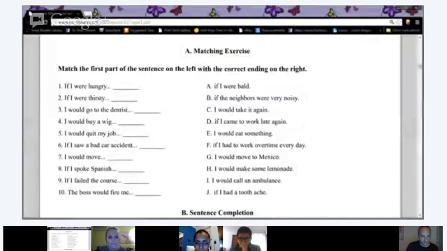Okay. Numbers 5 and 6, please. I would quit my job if I had to work overtime every day. If I saw a bad car accident, I would call an ambulance. Okay, let's practice that word. Ambulance. Nice. I would call an ambulance. Okay. Numbers 7 and 8, please.